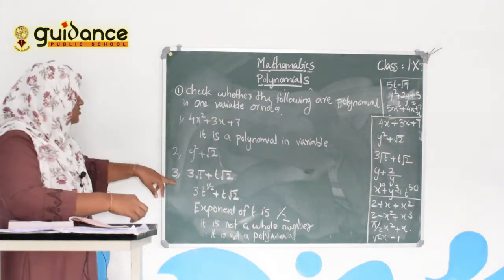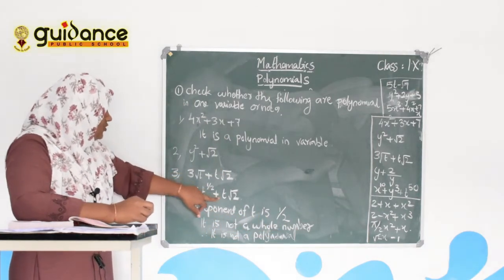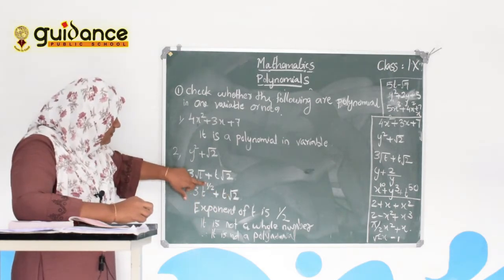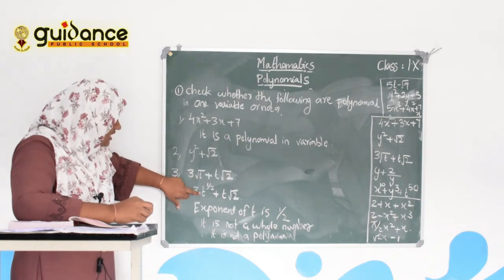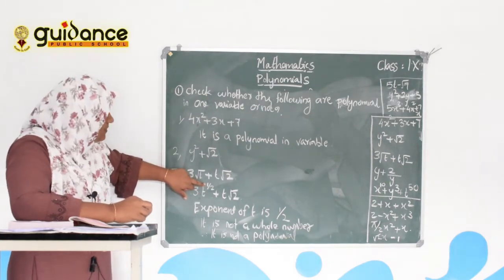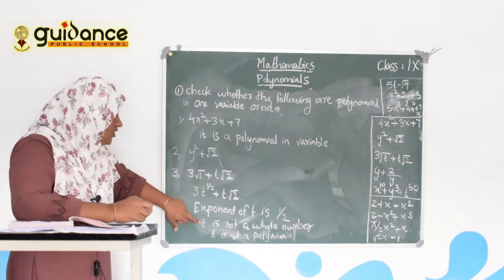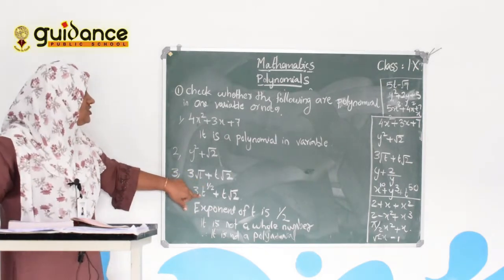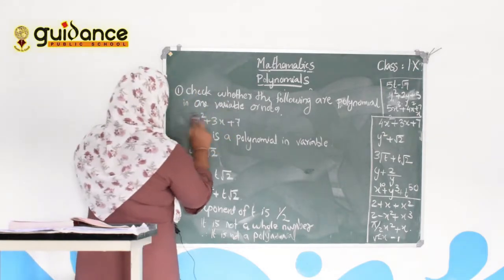This question, 3t raised to 1 by 2 plus t root 2. Root t can be written as t raised to 1 by 2, so the exponent of t is 1 by 2. Therefore, it is not a whole number, and it is not a polynomial. Understood? Then, next question.